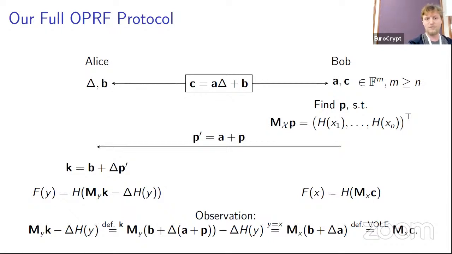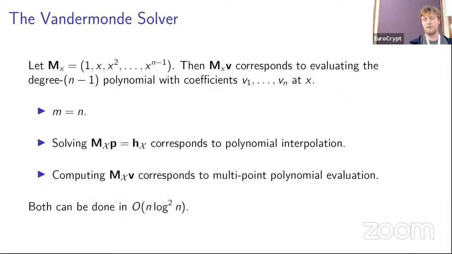So what can we do? One way to represent this matrix M is using the Vandermonde matrix. That means that the matrix M at an index X consists of just the powers of X. Now, if you have such a matrix, then the product of a row with any vector corresponds to evaluating a polynomial that has the coefficients of this vector at the point X. So now solving a linear system corresponds to polynomial interpolation, and there are efficient algorithms to do that. They run in O of n log squared n.